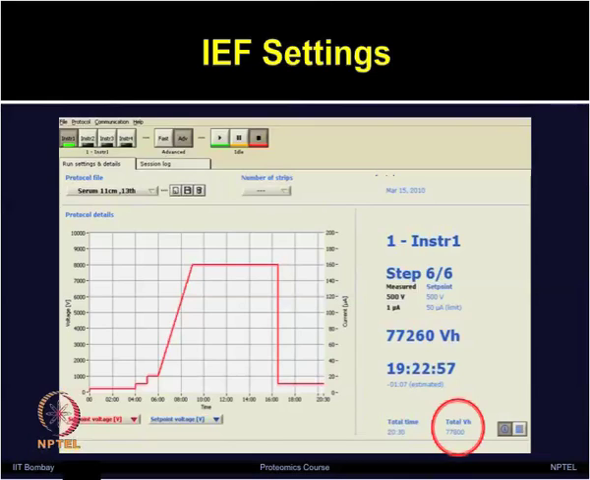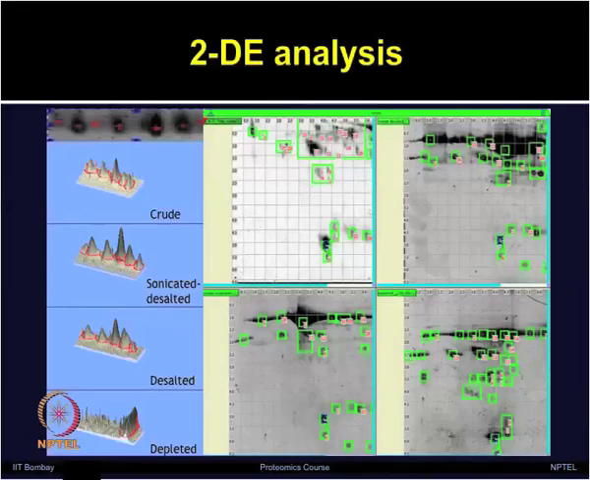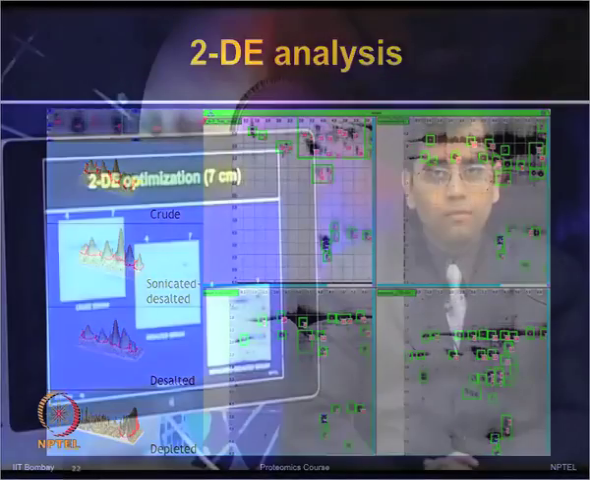So, from the software you can monitor how smoothly your isoelectric focusing is progressing. We tried various types of treatments: crude serum alone, or sonicated and desalted, desalted alone, and depleted and desalted, and then tried to compare the effect of these types of processing on overall proteome coverage.